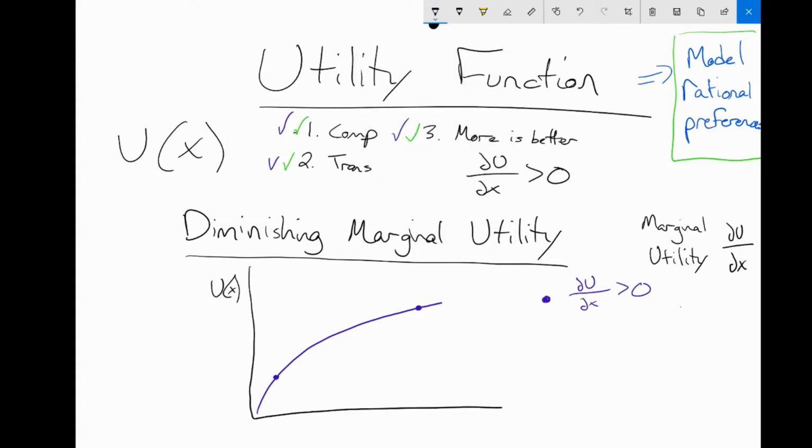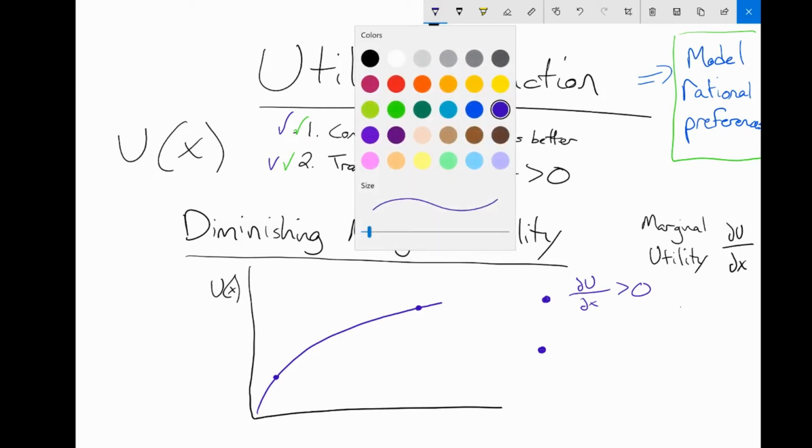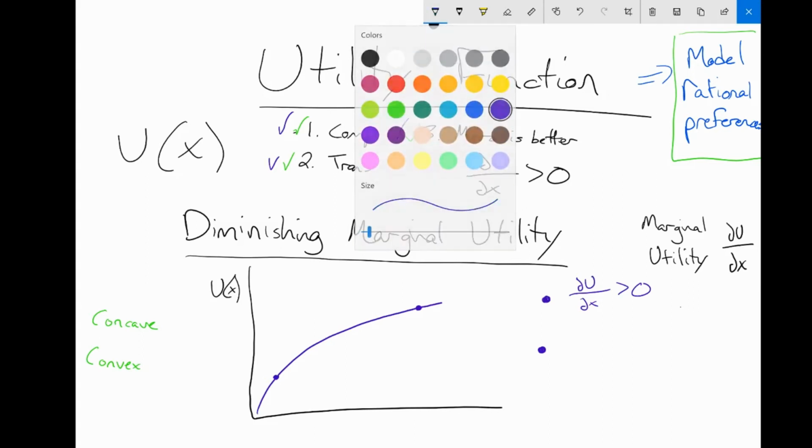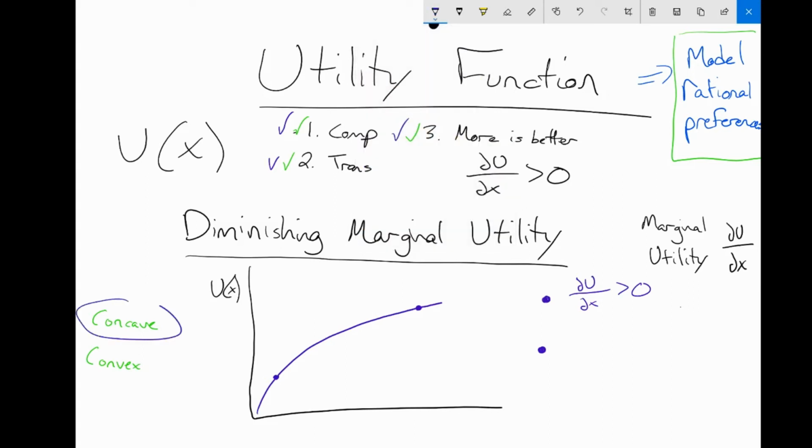So now what characteristic does this need to have? What mathematical property would capture this diminishing marginal utility? Can anyone think of it? Think back to our math lectures. In our math lecture, we talked about concave functions and convex functions. What does this function look like to you? Does it look concave or convex? It would be concave.